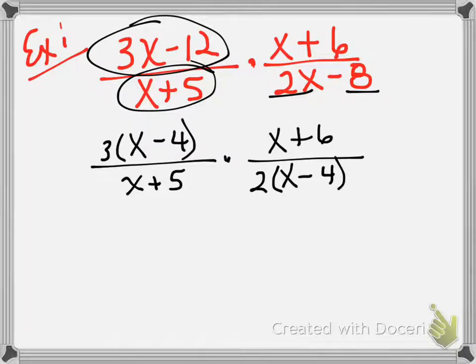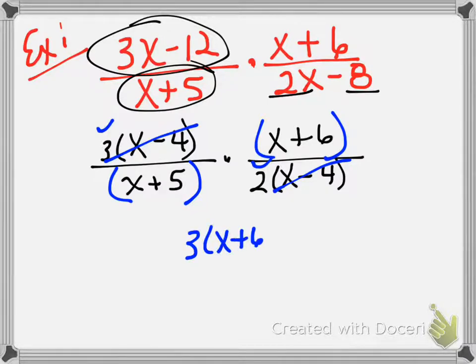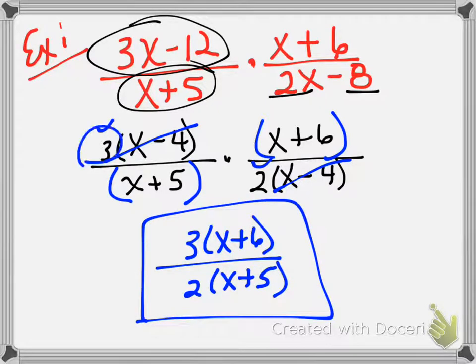Alright, so what's going to cancel? X minus 4 cancels with x minus 4. 3 and 2 don't go into one another. X plus 5 is its own group, x plus 6 is its own group, so what we're left with is 3 times x plus 6 divided by 2 times x plus 5. All I did was rearrange it a little bit so that 3's in front and 2's in front, because that's where your coefficients generally go.